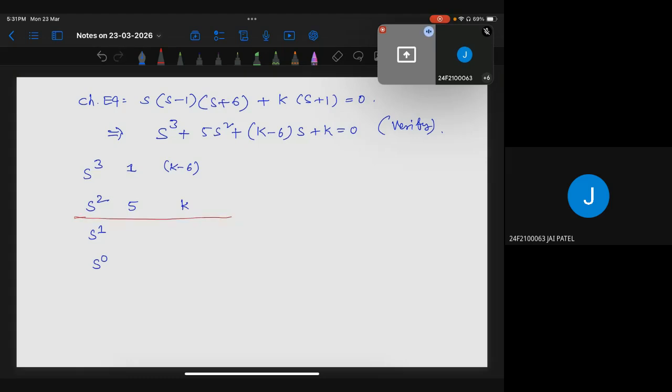Okay. So now how do I find this? I multiply 5 with this term, 1 with this term, and divide by 5. Yes or no? So what is that? 5 multiplied by (K minus 6) minus K, that is nothing but 1 multiplied by K, all divided by 5. Is this clear? Okay. Since there are no terms here, I can put this as 0.